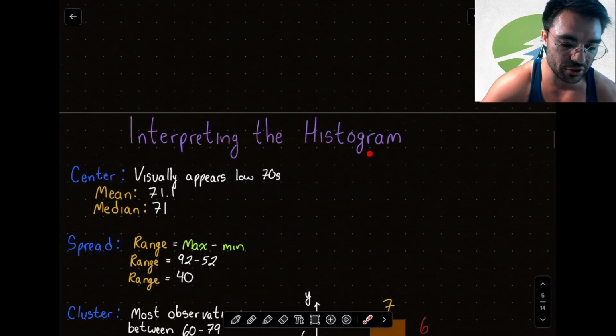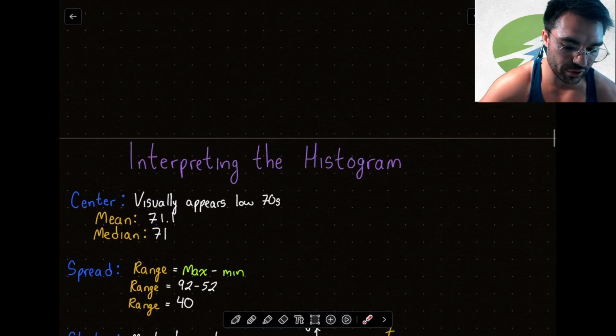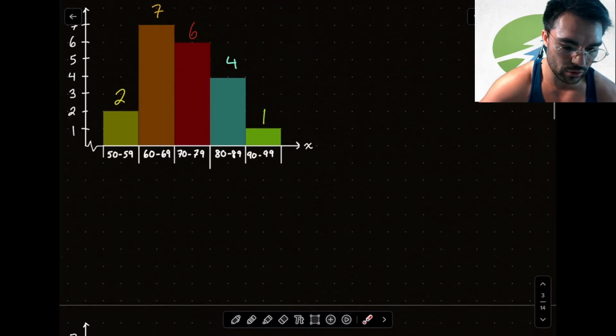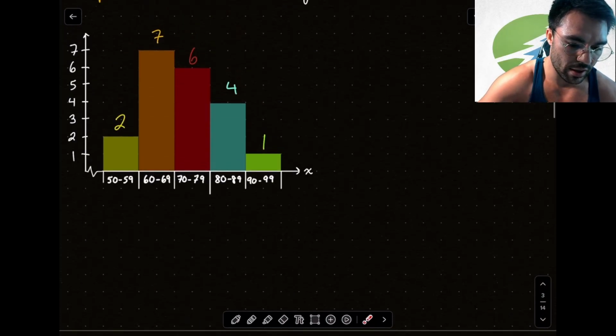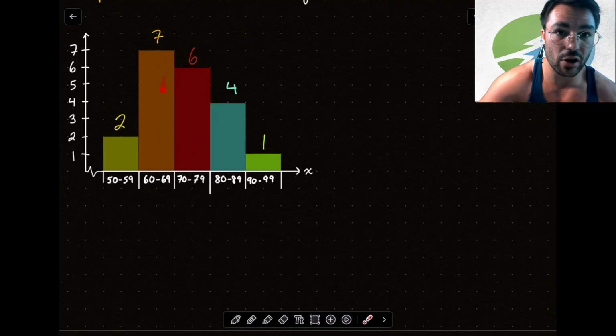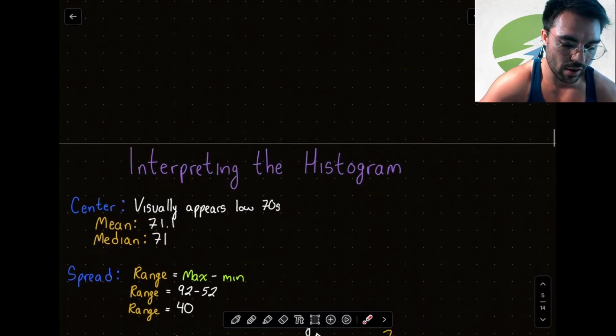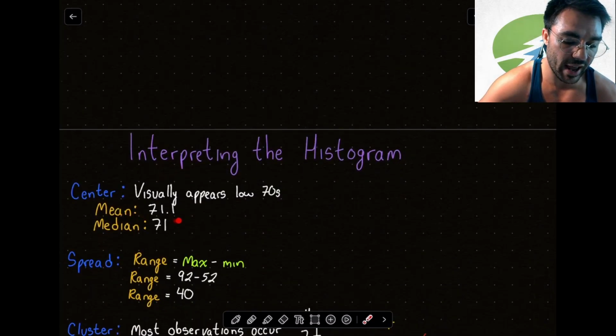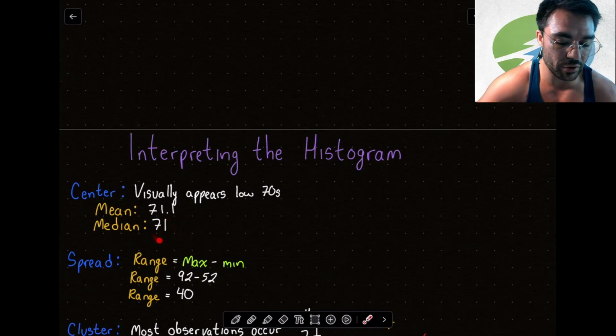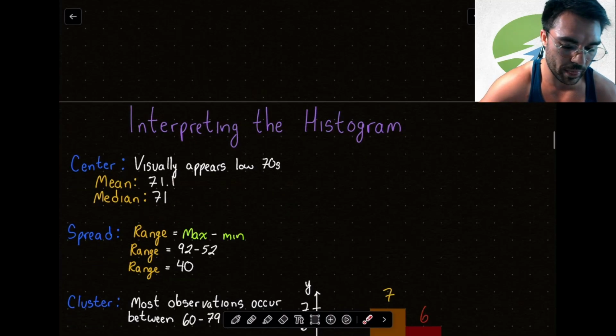All right, let's interpret this thing. The center. So visually, it looks like this area is our center. When we calculate the mean, which is again adding all the values and dividing by the total, we get 71.1. And when we calculate the median, we get 71. That's our middlemost value. So the center of this is the low 70s.